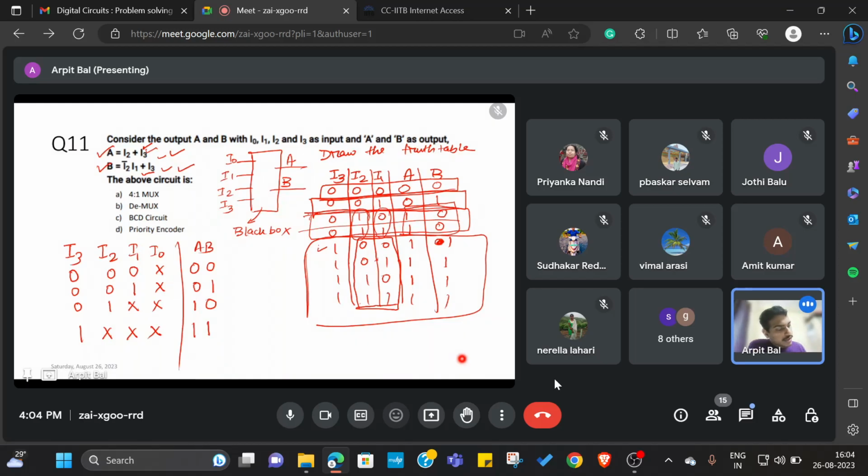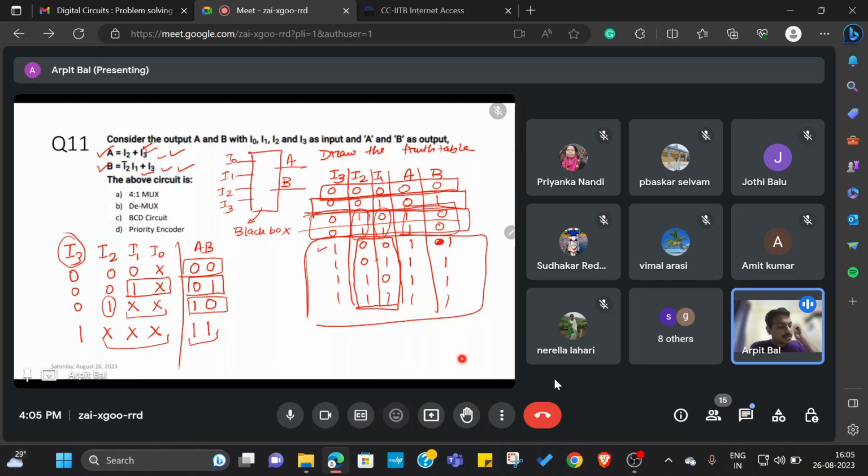Here you can observe that if the highest bit is 1, then it doesn't matter what the rest of the bits are, the output is going to be 1 1. Similarly, if I2 is 1, then we don't bother about I1 and I0, the output is going to be 1 0. Similarly, if I1 is 1, it doesn't matter whatever the other thing is, it is going to be 0 1. And if all are 0, we don't bother about I0, it is 0 0.